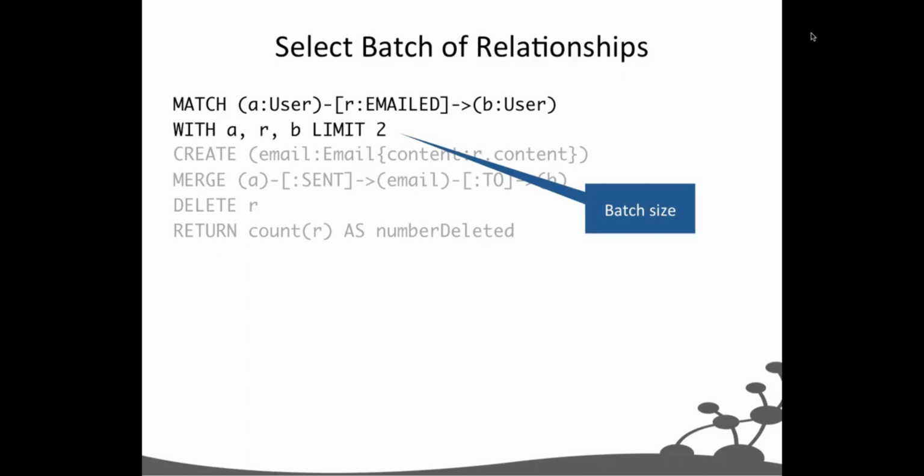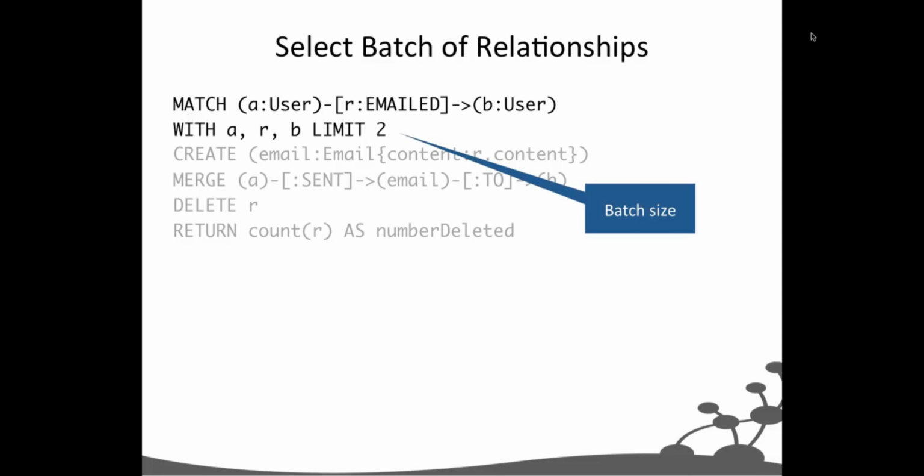And I'll go through those separate steps that we've talked about. The first one here is we're identifying some of the unmodified portions of the graph. We're finding all of those emailed relationships that connect one user to another. And you can see here that in the with clause, I'm effectively limiting the number of elements that I want to capture. I've given it a ridiculously low batch size here.